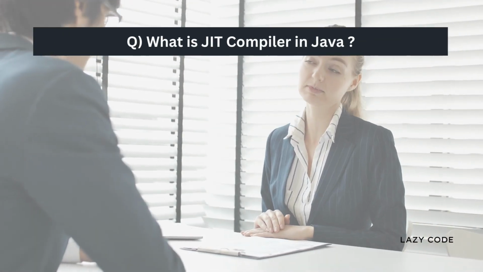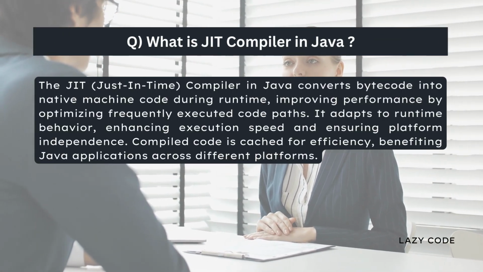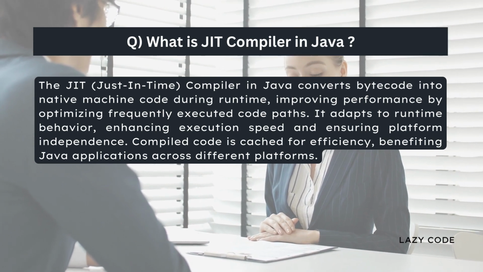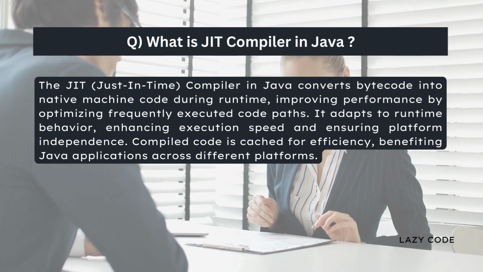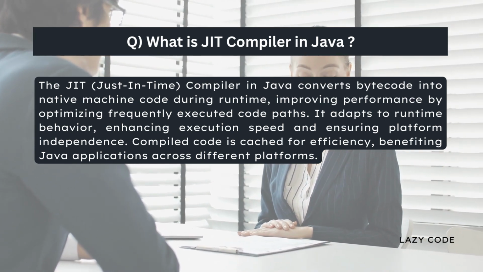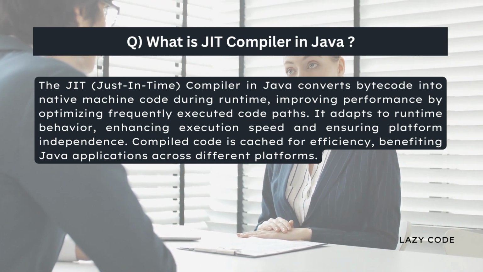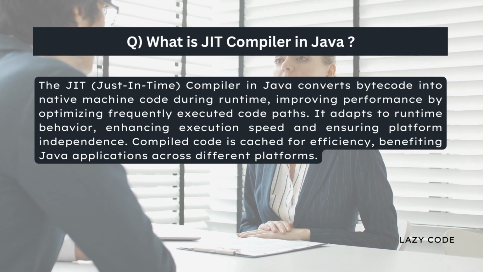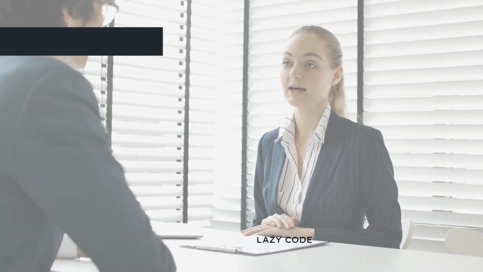What is JIT compiler in Java? The JIT, just-in-time, compiler in Java converts bytecode into native machine code during runtime, improving performance by optimizing frequently executed code paths. It adapts to runtime behavior, enhancing execution speed and ensuring platform independence. Compiled code is cached for efficiency, benefiting Java applications across different platforms.